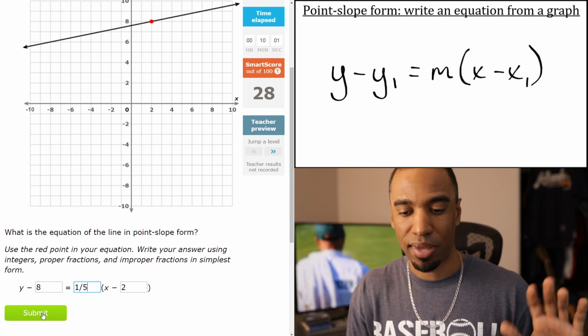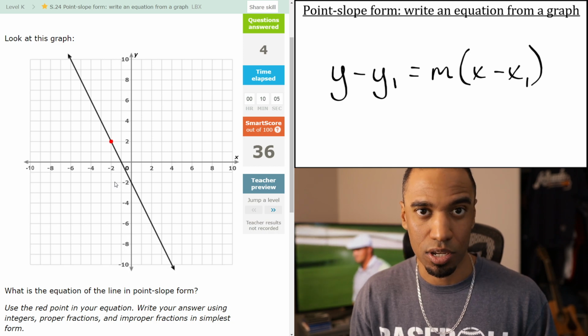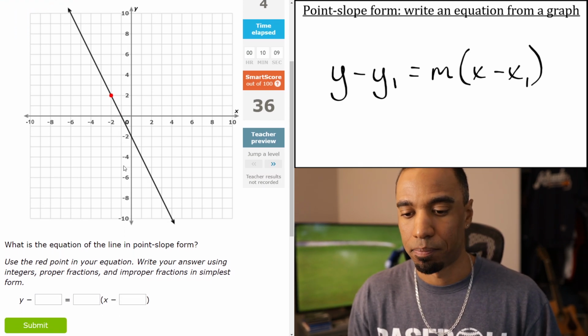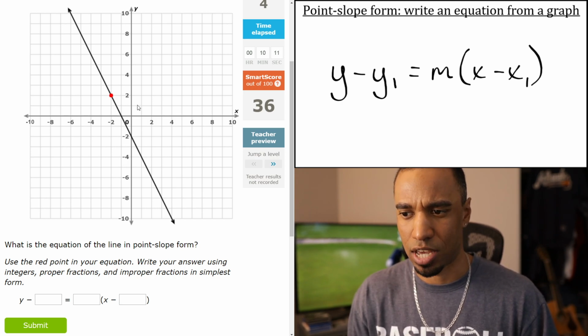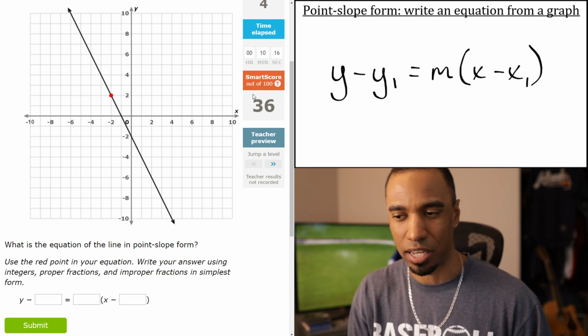I'm bound to possibly make a mistake, like, oh, forgot to go negative. I don't know what it's going to be. This is a negative slope, for example. Something may happen. We'll see. But I do want to kind of go faster for the sake of time and everything else. I've already gone 10 minutes on this. I only have a smart score of 36. Come on, I need to get a smart score of 100.